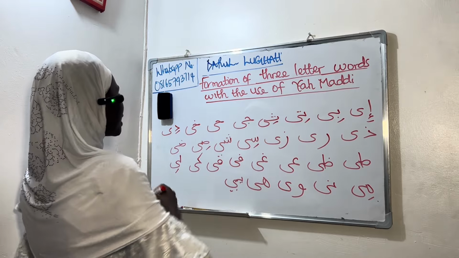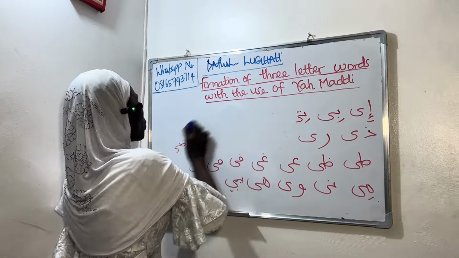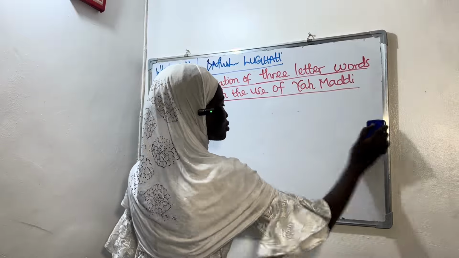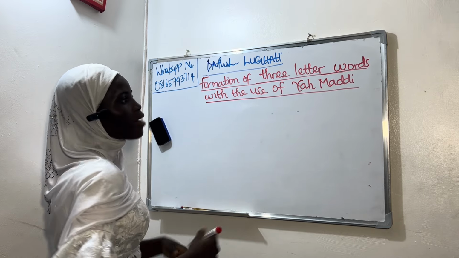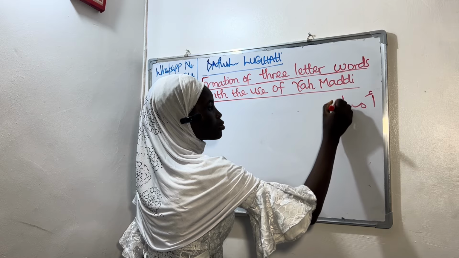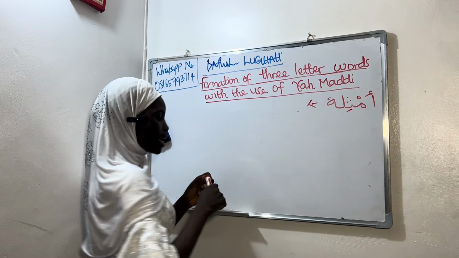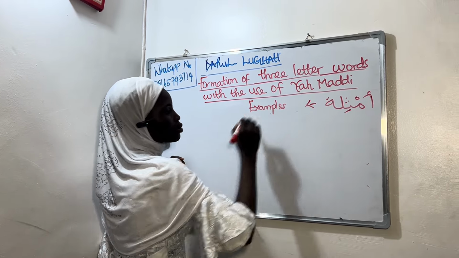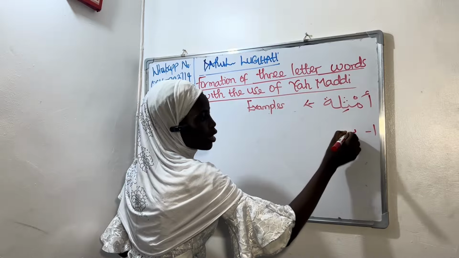Now let's dive into today's topic, the formation of three-letter words with the use of Yā Maddī. Now we have amthila, examples. Example one. We have brackets for Yā Maddī.